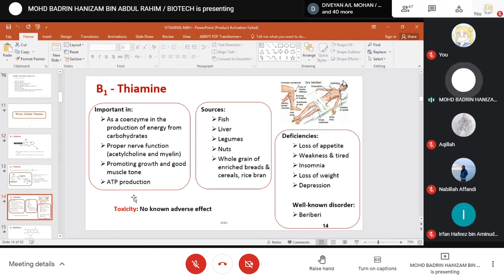So how about toxicity? As I mentioned, toxicity is very rare. So no known adverse effect if you get too much vitamin B1. As we speak, there's no toxicity adverse effect that has been reported.